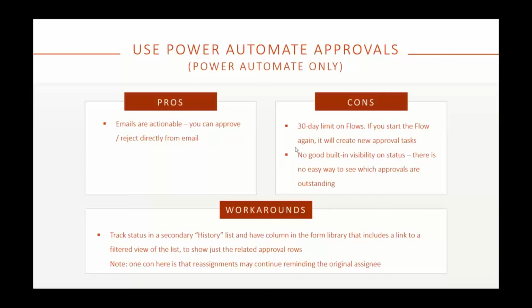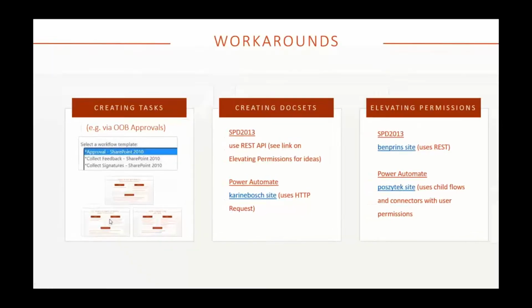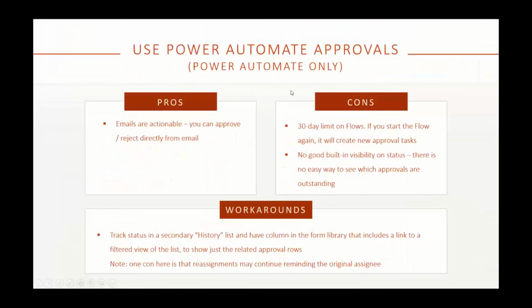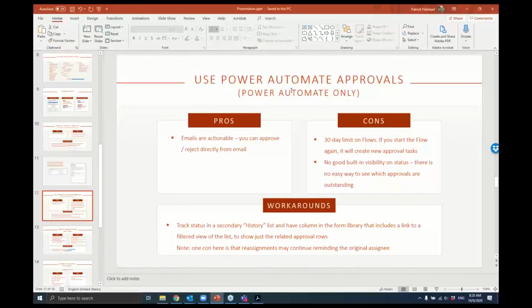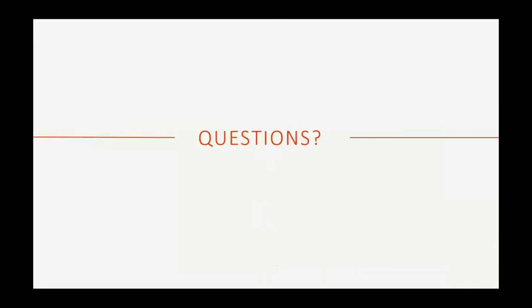Okay, great. So let's speed this up a little bit. We just talked about creating tasks. There are three different workarounds here. We talked about creating a separate task list. We talked about creating Planner plans and tasks. And we talked about using the Power Automate approval features, which we just covered. So I'm going to go to the next slide.